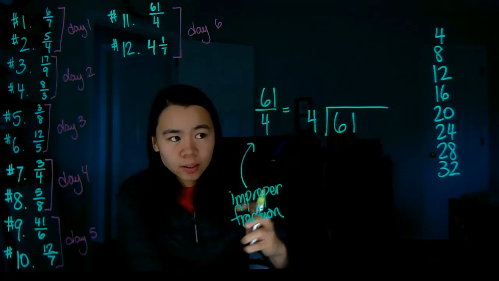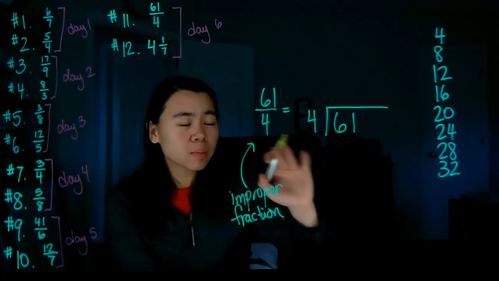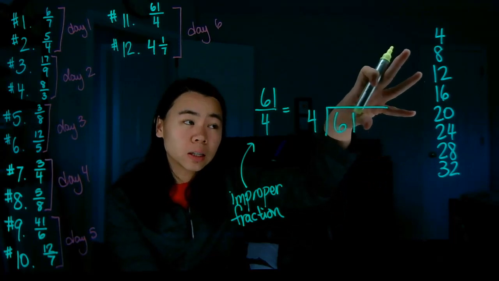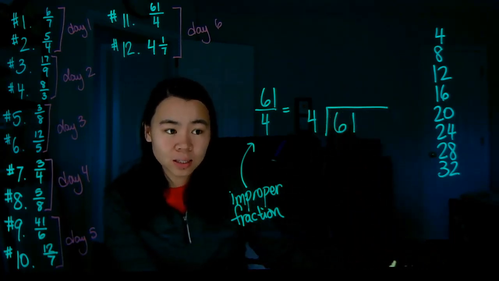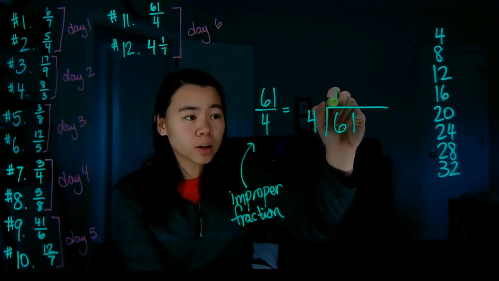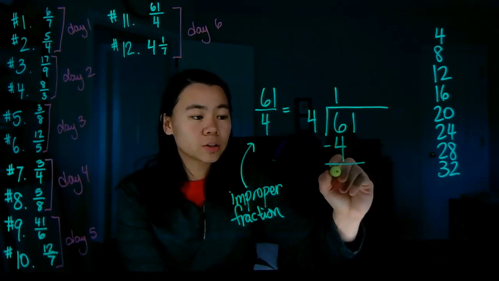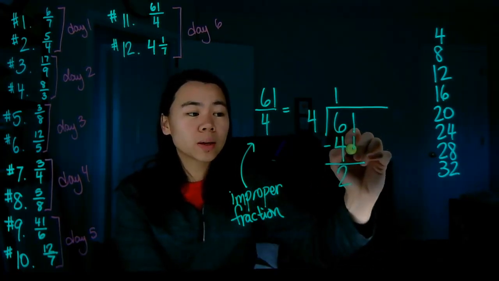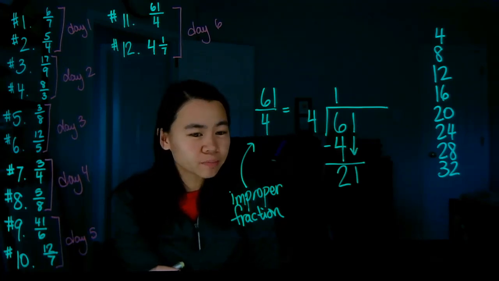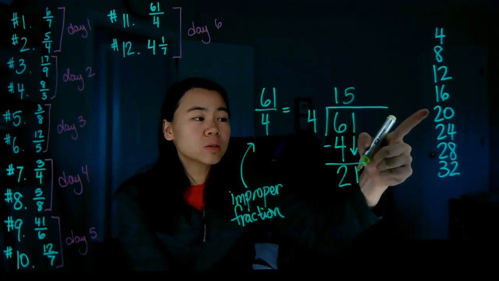For this one, take a look at this. 4 can go into 6. So we don't have to automatically say how many times can 4 go into 61, because that means I'd have to keep on listing my multiples of 4 until I get into the 60s. But 4 can go into 6 one time. So we're going to start right here. 1 times 4 is 4. When we subtract, we get 2, and then we have the 1 that we can bring down. How many times can 4 go into 21? 5 times. 5 will get us the closest to 20.